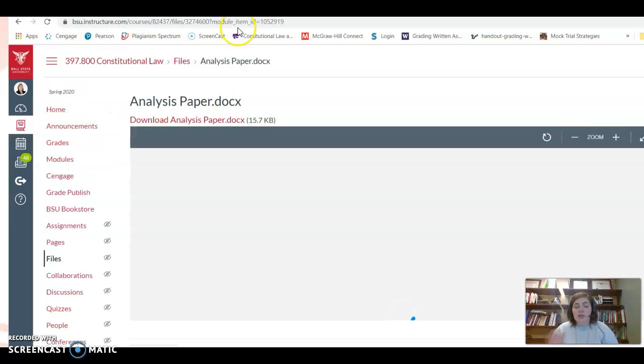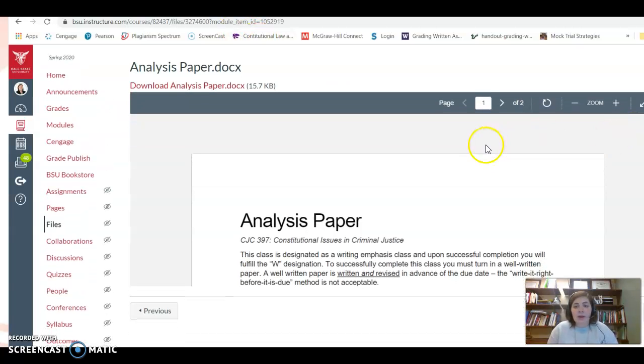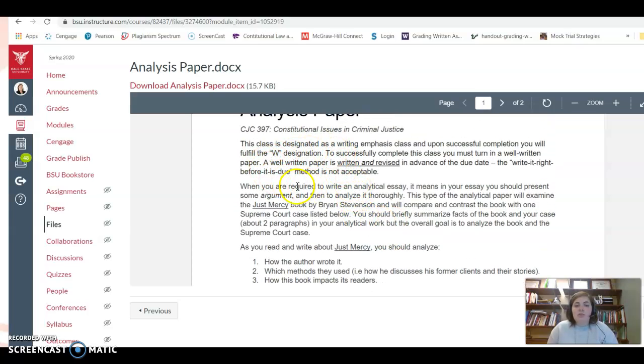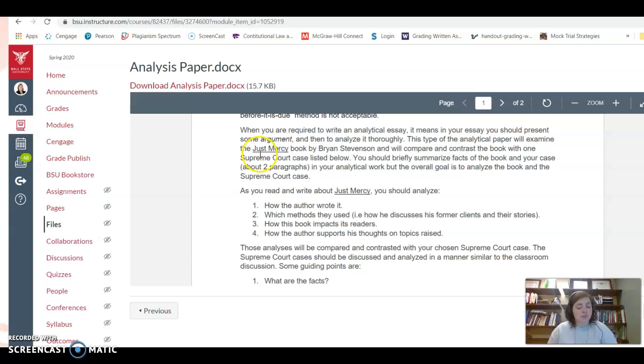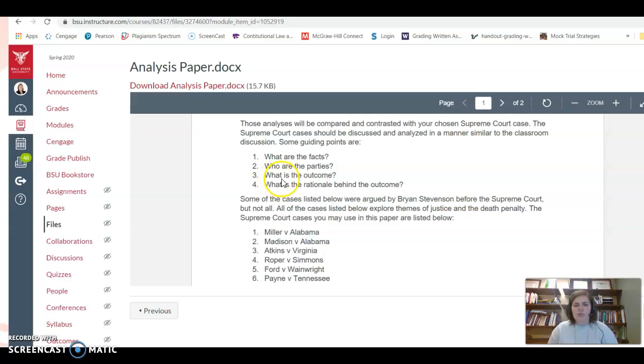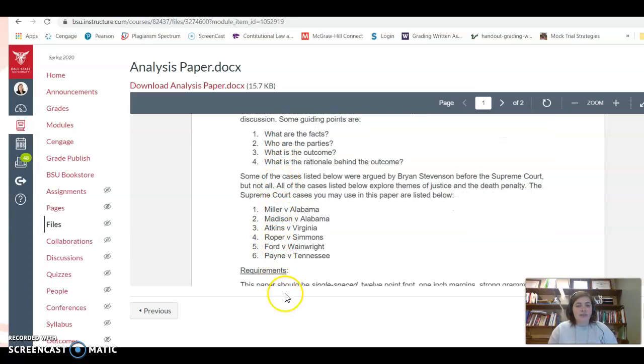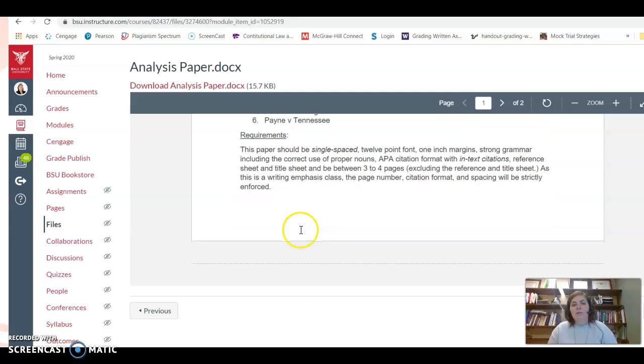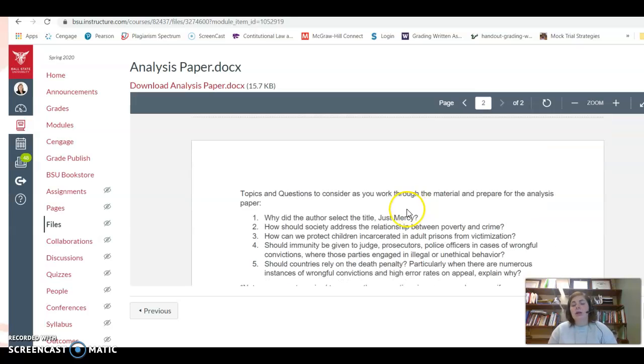So discussion boards. And then the next thing is the analysis paper. So the first document is the overall analysis paper assignment. You need to write an analytical essay, so you're going to pick an argument and analyze it thoroughly. The paper is based on the Just Mercy book, so it's really important you get it and you read it. And you are going to use that book and one of these 6 Supreme Court cases to put forth an argument about the death penalty. This paper is going to be 3 to 4 pages, single-spaced, 12-point font, strong grammar, APA format with in-text citations.